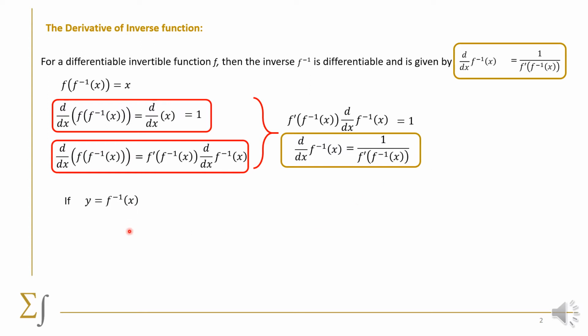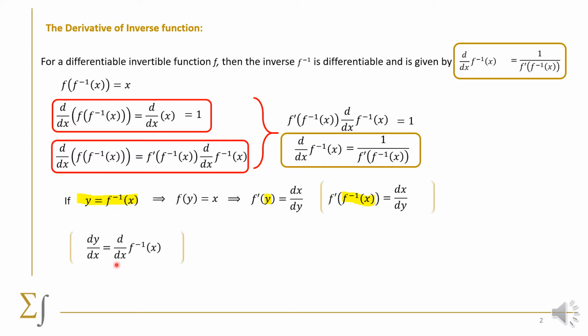Now, if we put y equals f minus 1 of x, then this is equivalent to saying that f of y is equal to x. If we differentiate both sides with respect to y, what will we get? We will get f prime of y is equal to dx by dy. Look at this. y is equal to f minus 1 of x. Replace it with f minus 1 of x. So we will have f prime of f minus 1 of x is equal to dx by dy.